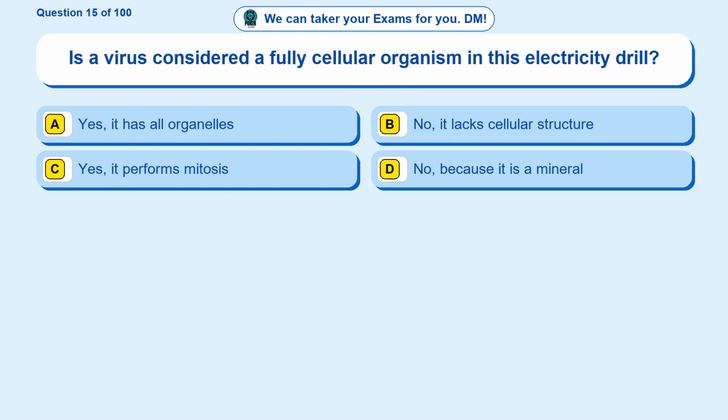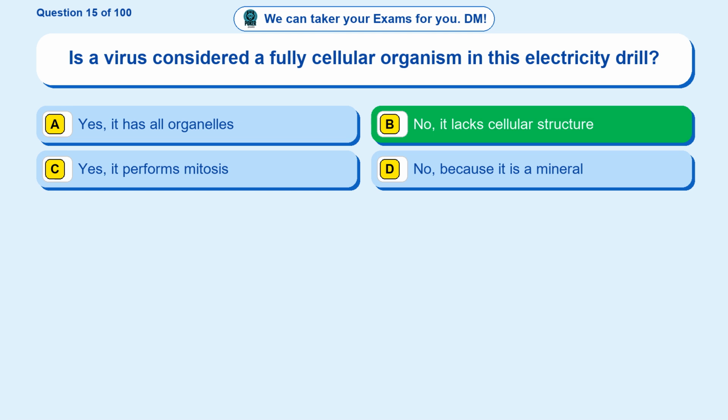Question 15. Is a virus considered a fully cellular organism in this electricity drill? Option A. Yes, it has all organelles. Option B. No, it lacks cellular structure. Option C. Yes, it performs mitosis. Option D. No, because it is a mineral.